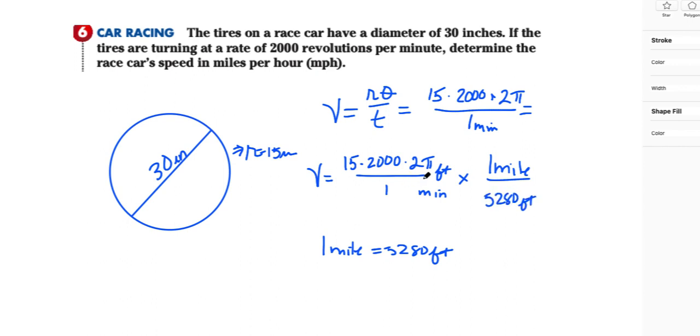So what that's going to do is cancel out the feet, and my answer will now be in miles per minute. But I don't want miles per minute, I want miles per hour. So I have to remember that 1 hour is equal to 60 minutes. How am I going to use this conversion factor? Since I want hours in the denominator, I'm going to put my 1 hour in the bottom, and I'll put my 60 minutes on top.